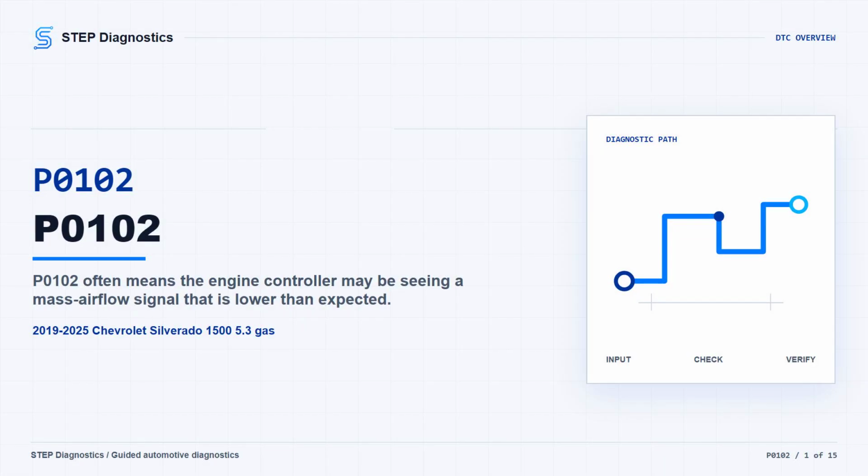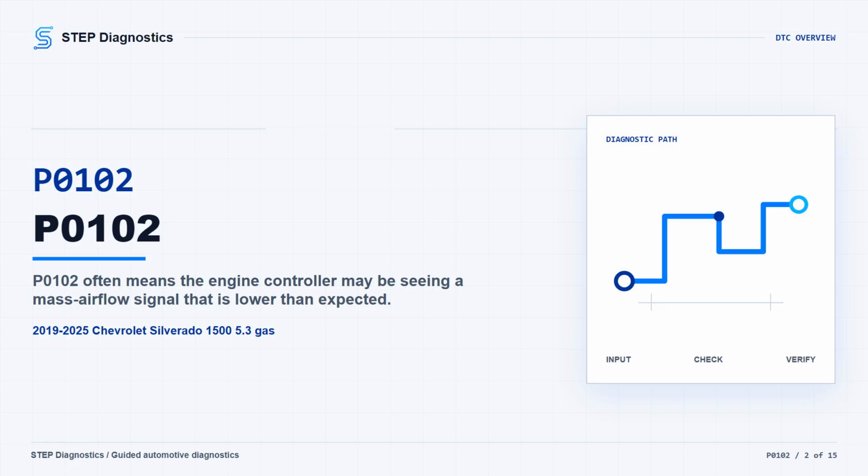On this 2019 to 2025 Silverado 1500 with the 5.3 gas engine, P0102 often means the engine controller may be seeing a mass airflow signal that is lower than expected. The truck may idle rough, hesitate, feel down on power, or it may just turn the light on with no obvious complaint. Broadly, you're thinking about possible MAF signal issues, possible sensor power or ground problems, connector and harness faults, intake air measurement concerns, or a possible control side communication issue.